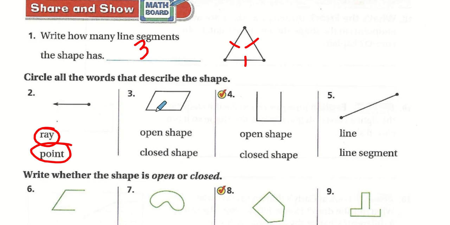Okay. Look at number 3. It says open shape. And when we look, there's no opening, so we can't circle that one. Or closed shape, it is a closed shape. So in this one, we would just circle the bottom one.